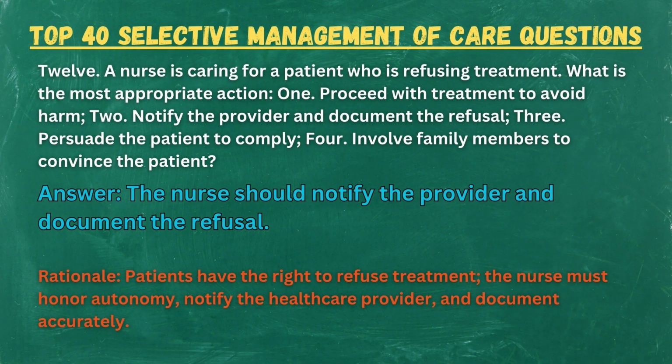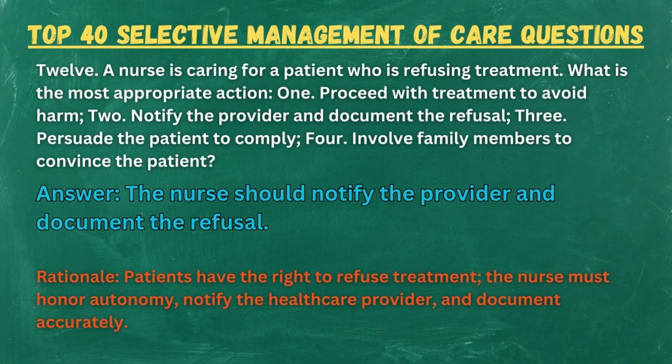12. A nurse is caring for a patient who is refusing treatment. What is the most appropriate action? 1. Proceed with treatment to avoid harm. 2. Notify the provider and document the refusal. 3. Persuade the patient to comply. 4. Involve family members to convince the patient? Answer: The nurse should notify the provider and document the refusal. Rationale: Patients have the right to refuse treatment. The nurse must honor autonomy, notify the healthcare provider, and document accurately.